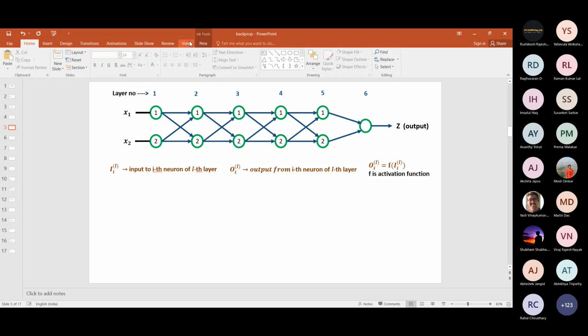Okay. So here what you can see is that you have a bunch of layers. There are actually 1, 2, 3, 4 hidden layers. There is one input layer involving two inputs, x1 and x2, and you have the output called z. So for one particular sample, you have two features x1 and x2.